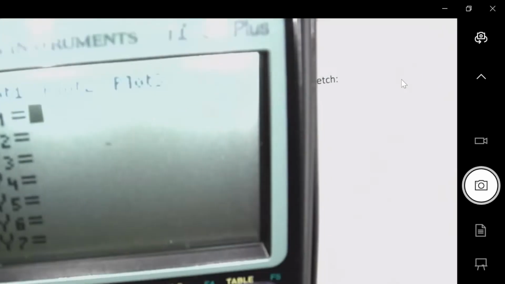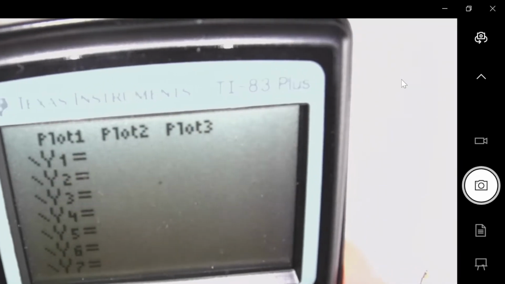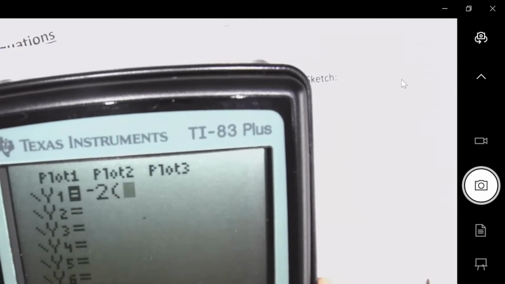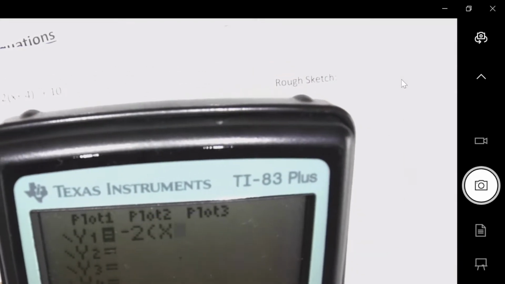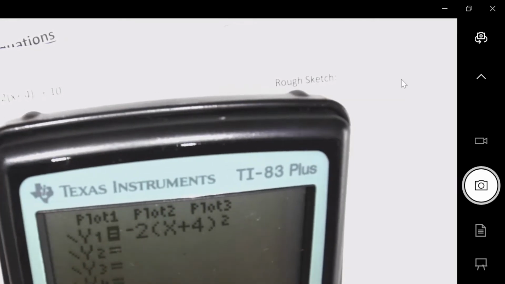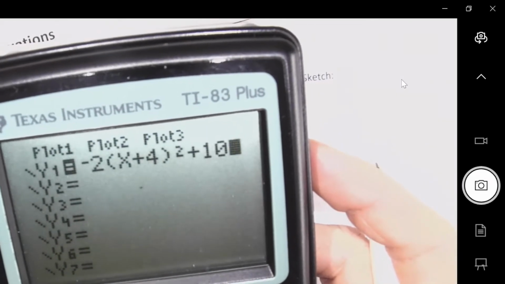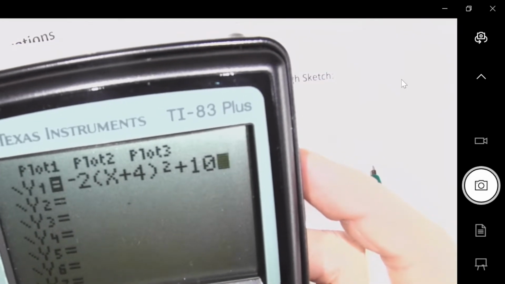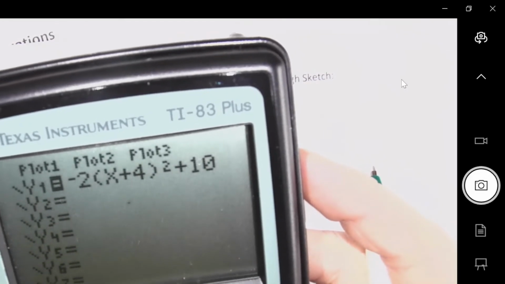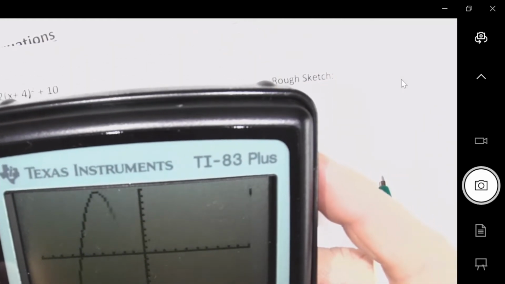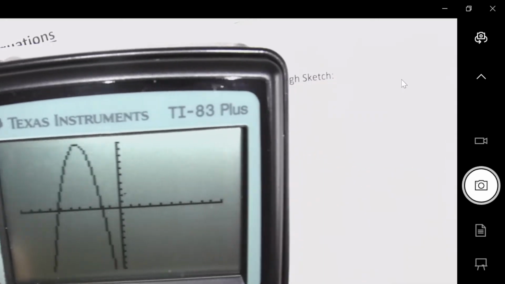Okay, let's practice a couple. Okay, so let's type this in. So y equals, get everything else out. Okay, can you write baby negative 2? That's a negative, so the baby negative. Bracket x plus 4 bracket squared plus 10. You have to write all that in there. Make sure that's a baby negative symbol. Okay, graph. So there's the visual of it.